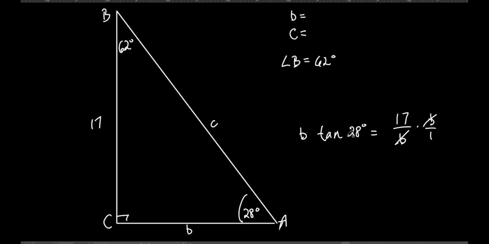What do I do with that tangent of 28? We don't just get rid of the tangent, because the tangent of 28 is a number. It's a decimal that you put into your calculator. You put in tangent of 28, you get a number. So how do I get rid of a number that's being multiplied by a variable? Divide, that's right. So I divide by the tangent of 28. So B is equal to 17 over the tangent of 28 degrees. Put that in your calculator and you get that number.